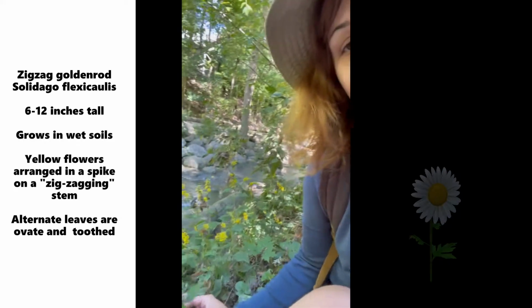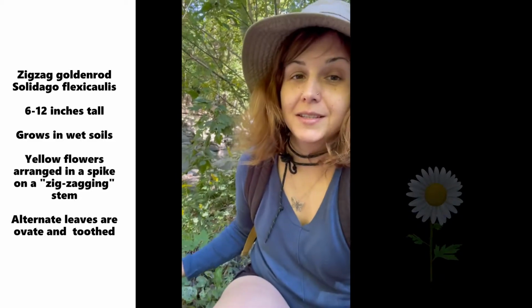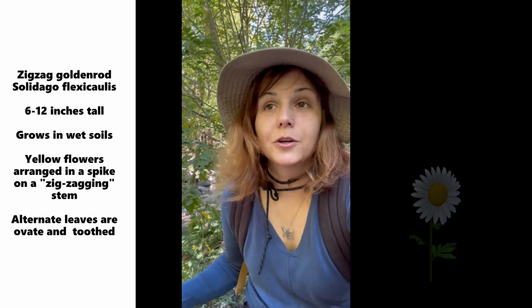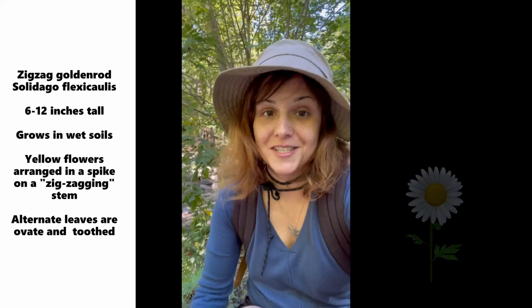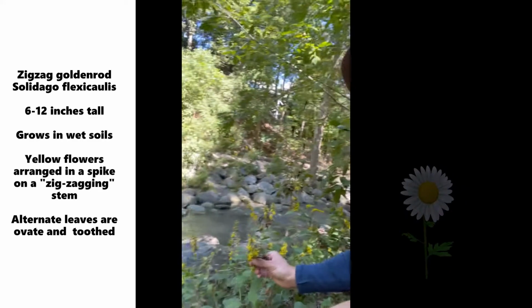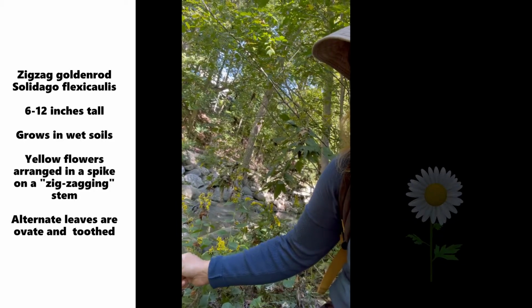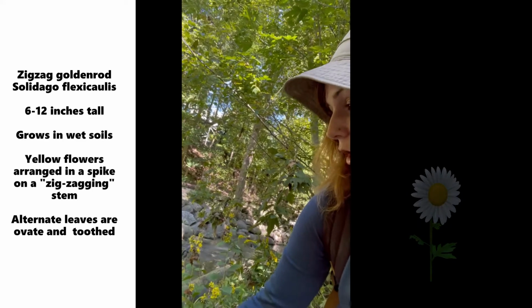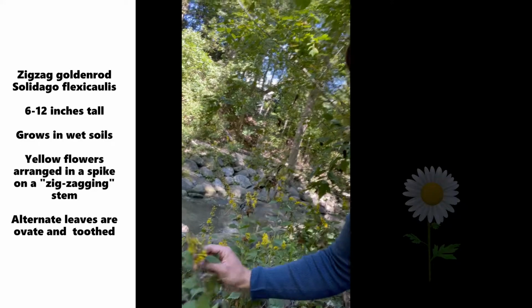Here we have a zigzag goldenrod. It's part of the aster family, which is a huge family of plants, and scientists are learning more and more about it every day. They're learning about new species that are subdivisions in the aster family. And this zigzag goldenrod, it's a native plant, and the common name, zigzag, refers to the fact that the stem kind of goes back and forth.